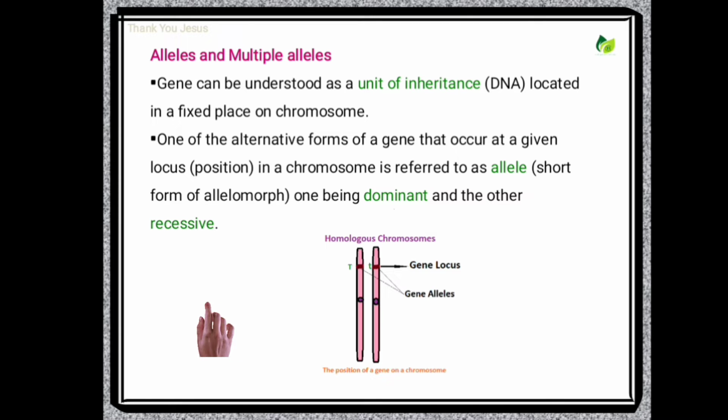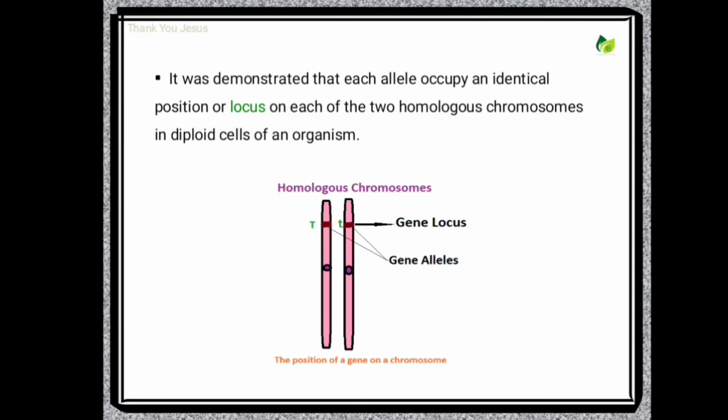One of the alternative forms of a gene that occur at a given locus in a chromosome is referred to as an allele. Among these, one is dominant and the other is recessive. So we know that each gene has two alternative forms. They are called alleles. Among them, one is dominant and the other is recessive. It was demonstrated that each allele occupies an identical position or locus on each of the two homologous chromosomes in diploid cells of an organism.